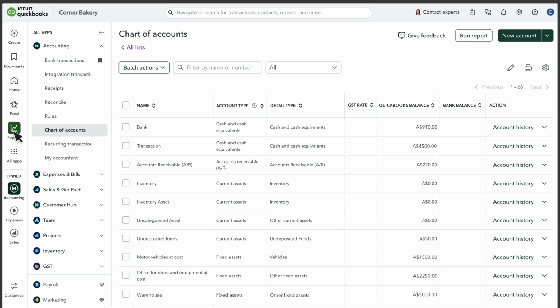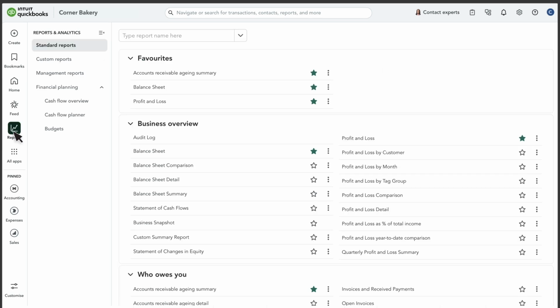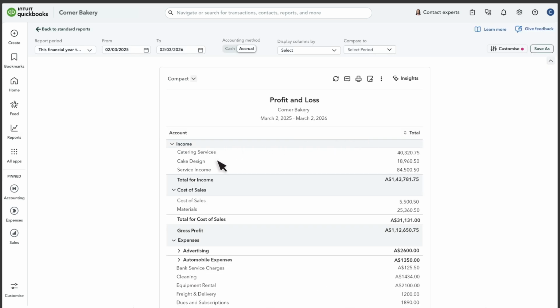Now let's look at a report. Select Reports. As you categorize transactions, QuickBooks builds your financial statements behind the scenes. These are powerful tools that let you and your accountant know how your business is doing. Let's take a look at the profit and loss statement. The profit and loss shows all of your income, cost of sales, and expenses for a specific period of time.